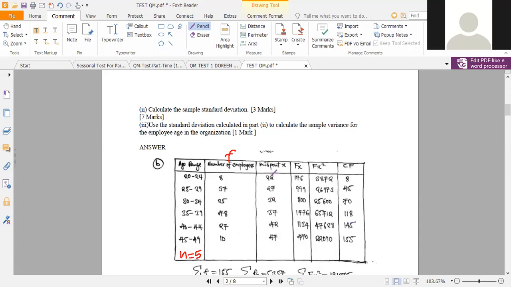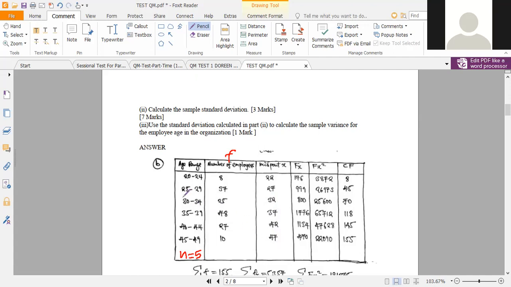For the midpoint, you just find the first one, 20 plus 24 equals 44, then you divide by 2, which is 22. Then keep adding a 5 because this is the height. So 22 plus 5, 27. 27 plus 5, 32. 32 plus 5, 37, until you reach the last figure. This is a shortcut of finding the midpoints.